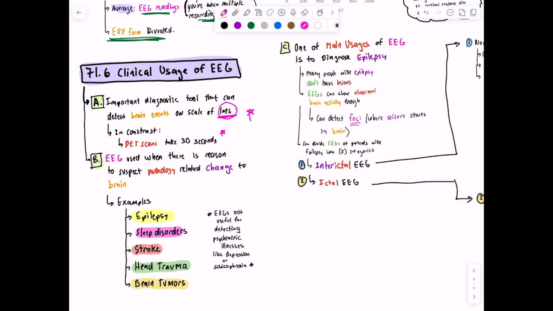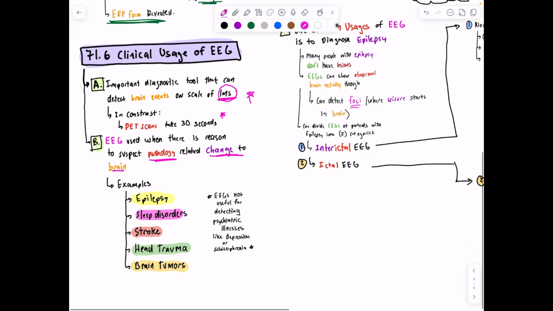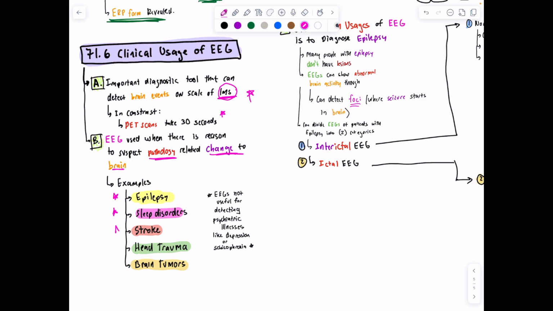And then the EEG is used when there's reason to suspect pathology related to a change in brain function. So epilepsy, sleep disorders, stroke, right? You might have some part of the brain that is now dead due to ischemia after stroke, not getting enough oxygen, head trauma, or brain tumor. However, it's very important to know EEGs are not useful for detecting psychiatric illnesses like depression or schizophrenia.